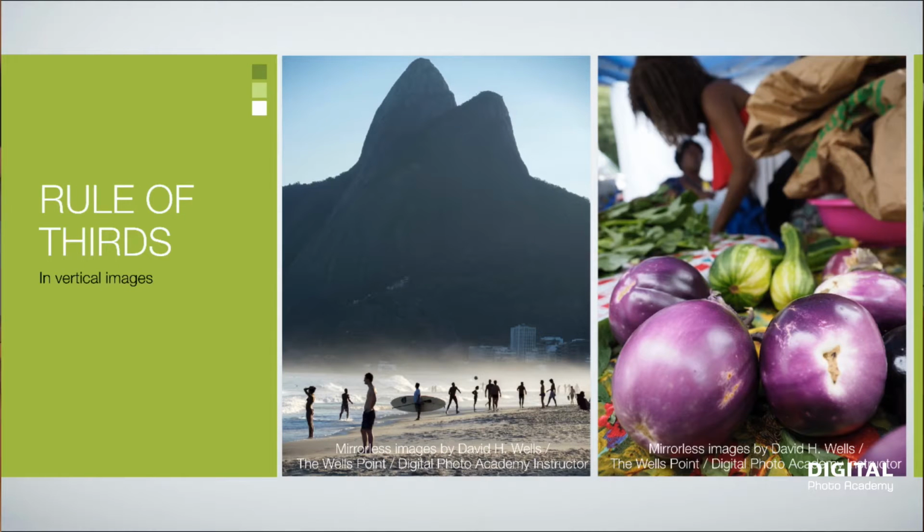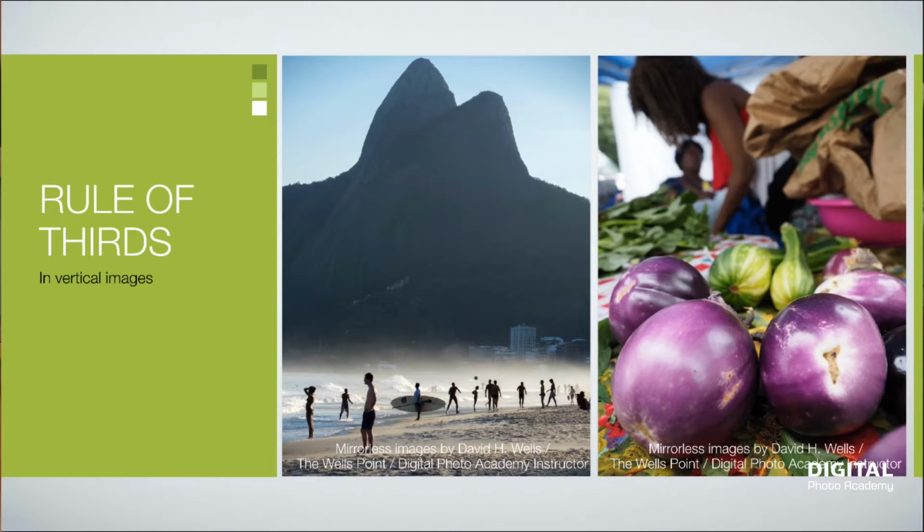So here, for example, are a few of my images made with mirrorless cameras, showing you how I'm using the rule of thirds in vertical images. The one on the left is from Brazil, and the idea is that 1/3 of the image, where the activity is taking place, is at the bottom, and 2/3, which is the mountain in the background, is the upper part of the image. The image on the right is at a farmer's market in Rhode Island, and I've got this beautiful eggplant on the right, and the eggplant's in the foreground, and the woman selling it is in the background.